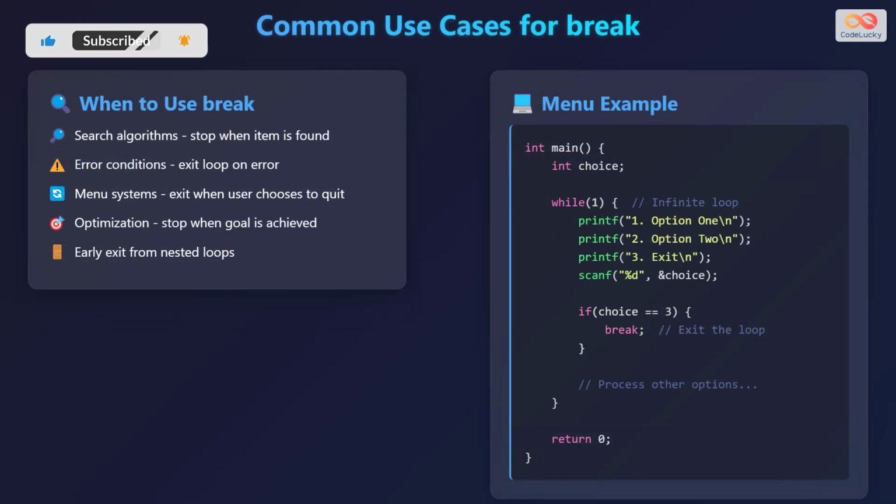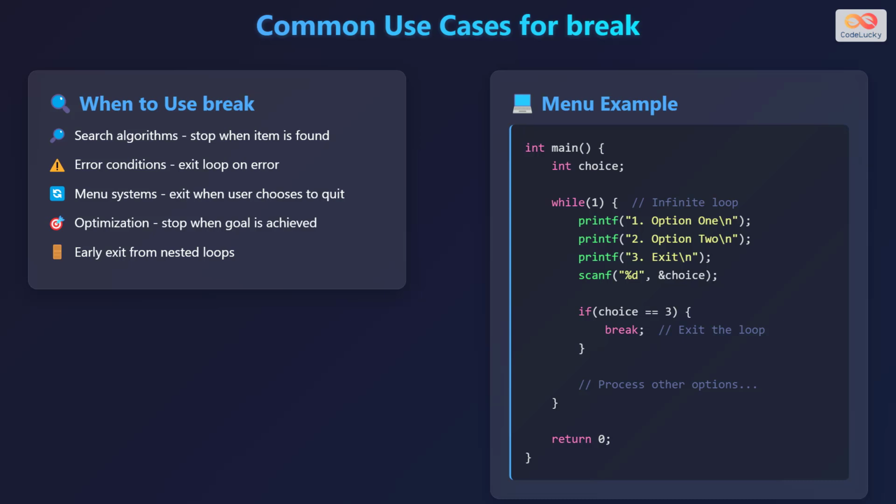Here are some common scenarios where the break statement is particularly useful. In search algorithms, we can use break to stop searching once the desired item is found, improving efficiency. For error conditions, if an error occurs within a loop, break can be used to exit the loop and handle the error. In menu systems, break can be used to exit the main loop when the user chooses to quit. In optimization problems, break can be used to stop iterating when the optimal solution is found. Additionally, break can be used for early exit from nested loops when a specific condition is met in an inner loop.